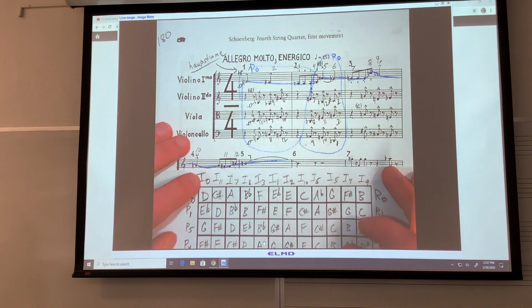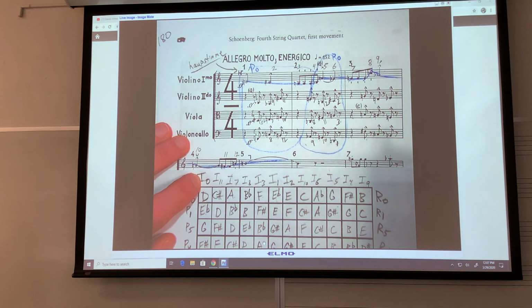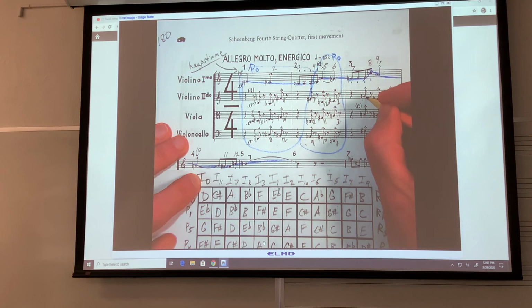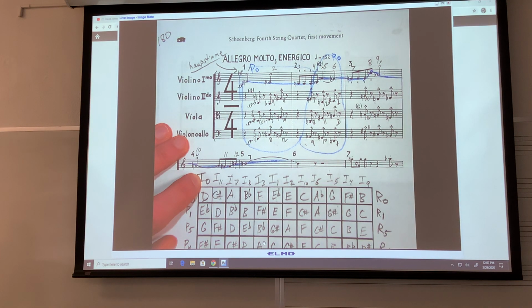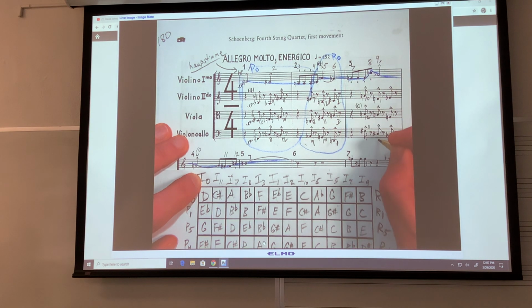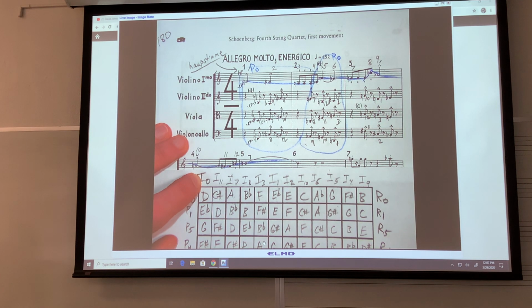All right, so 7, 8, 9 was C, A flat, E, then G, F sharp, B, and then 1, 2, 3 is D, C sharp, A, and then B flat, F, E flat.